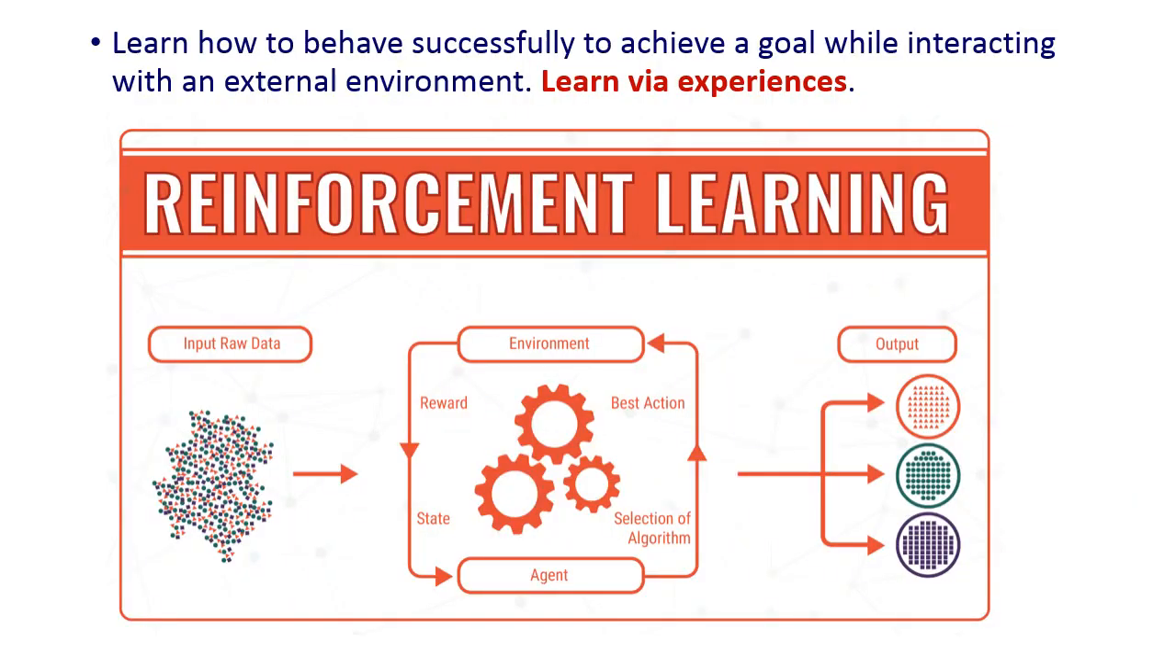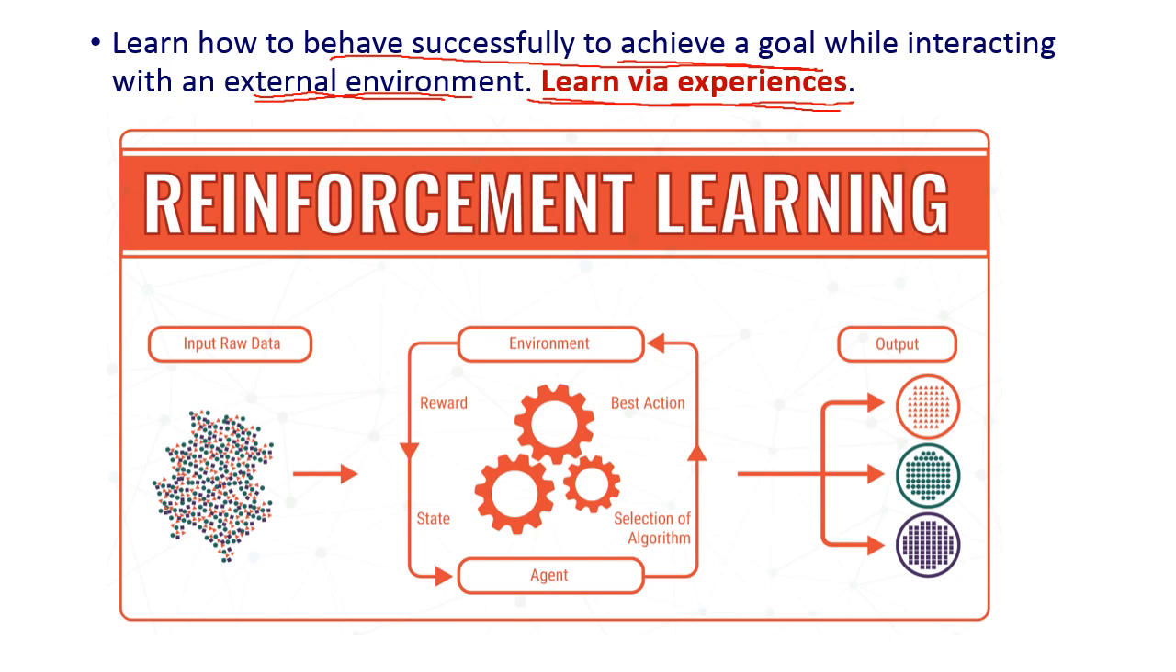Reinforcement learning explains how to behave successfully to achieve the goal. To achieve the goal, we need to select the best actions while interacting with the external environment. Here the external environment is a very complicated environment, and reinforcement learning is otherwise called learning via experience. At the first step we cannot reach the goal, so repeatedly we learn from previous experience, and then only can we reach the goal.